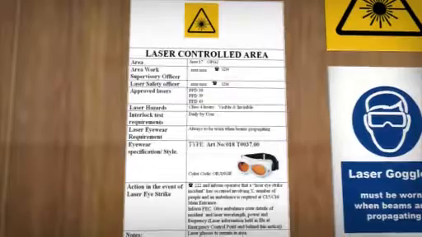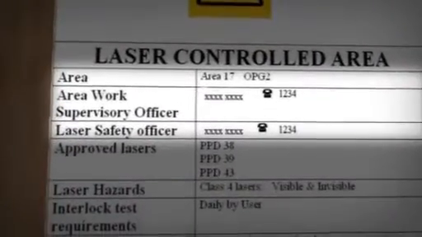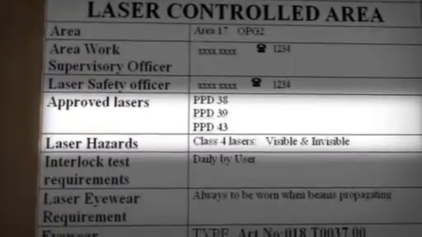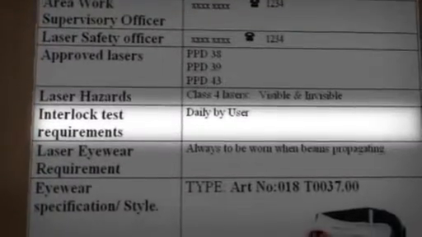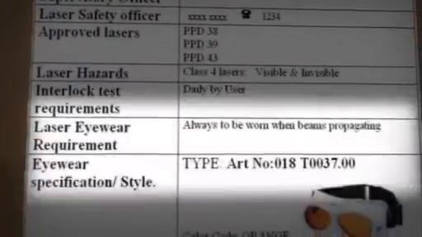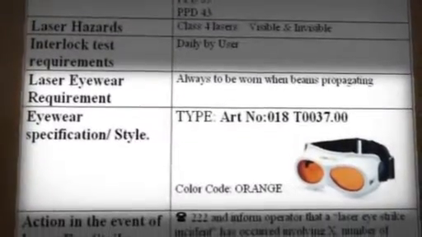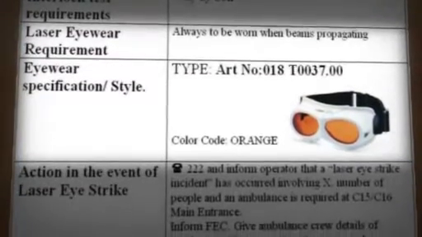This laser control notice provides details of the following: General Area Information and Supervisory Officer, the lasers inside the laboratory and hazard information, interlock test requirements, personal protective equipment requirements and specifications. There may also be more detailed information about the lasers inside provided on the door.